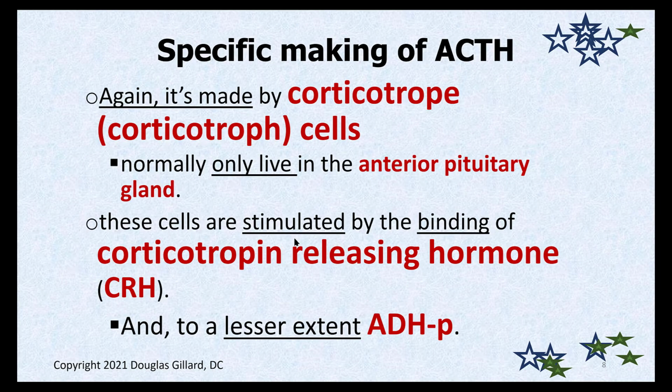The making of ACTH, so we said it's made by corticotroph cells. They live in the anterior pituitary, but they're not made spontaneously. They need a signal to make them. The corticotroph cells need a kick in the pants to make them. They don't make them unless you kick them. And you kick them with CRH, corticotropin releasing hormone, which comes from the hypothalamus.